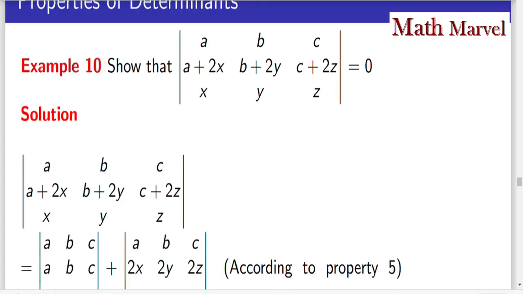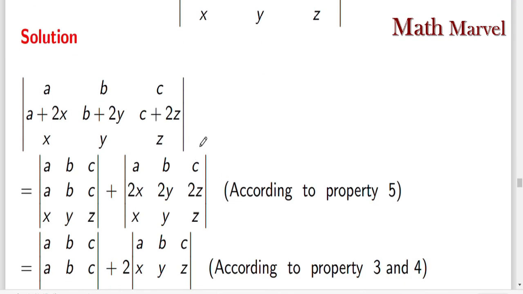Now we learn how to use property number 5. Example number 10: show that the determinant with rows a, b, c; a plus 2x, b plus 2y, c plus 2z; x, y, z equals 0. Here we have to find the value of this determinant and show that it is 0. Now observe the elements of the determinant. The second row contains a plus 2x, b plus 2y, c plus 2z, and the first and third rows contain single elements. So what do we observe? The elements of the second row are expressed as a sum of two terms. Yes or no? Here a plus 2x, b plus 2y, and c plus 2z is given.